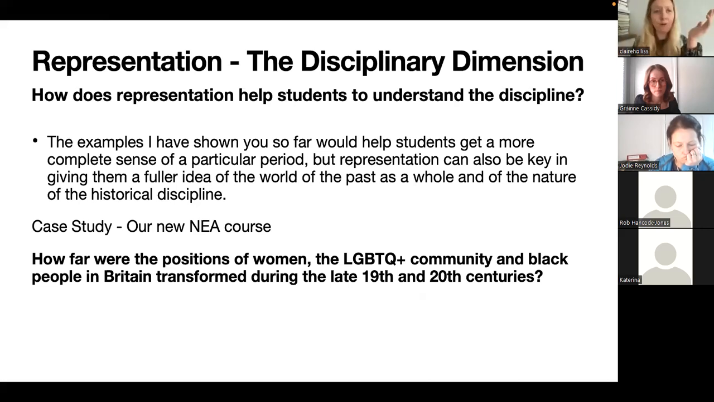Firstly, in order to allow students to explore the histories of these groups, which it's not impossible, but perhaps less likely they would have encountered in the history curriculums they've previously covered, particularly at Key Stage 4 and Key Stage 5. But also to give them an alternative history of the 20th century.